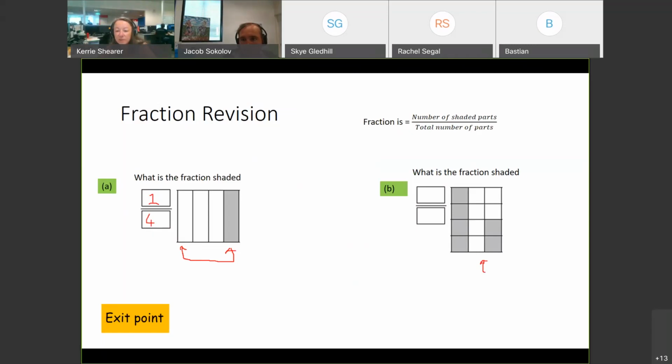Some say 3, some say 12. I think some people are giving the answer. So I say 12 parts. It's definitely 12 parts because there's 3 parts here and there's 4 parts here. So it's 3 by 4 and we get 12.